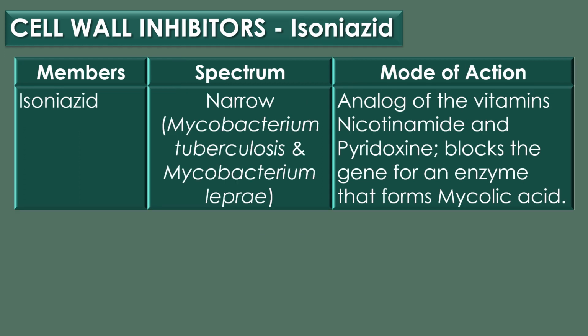The fifth antibiotic of the cell wall inhibitors category is isoniazid. Isoniazid exhibits a narrow spectrum of activity. Particularly, it is effective against Mycobacterium species like Mycobacterium tuberculosis and Mycobacterium leprae. Regarding the mode of action, isoniazid is an analog of the vitamins nicotinamide and pyridoxine, and it blocks the gene for an enzyme that forms mycolic acids in the Mycobacterium species and kills them.